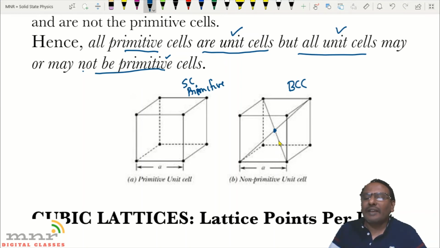Similarly, FCC has 6 lattice points, or 6 atoms, at its 6 faces. Therefore, it will not fulfill the definition of primitive. So it is also a non-primitive unit cell. In the case of cubic lattices, the simple cubic crystal is a primitive unit cell, while BCC and FCC are non-primitive unit cells.